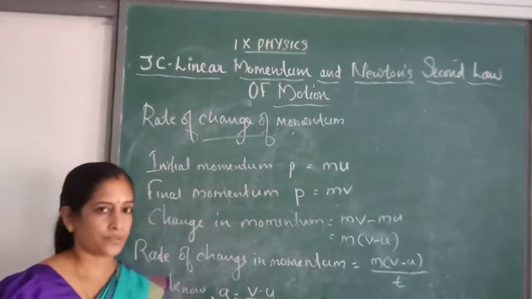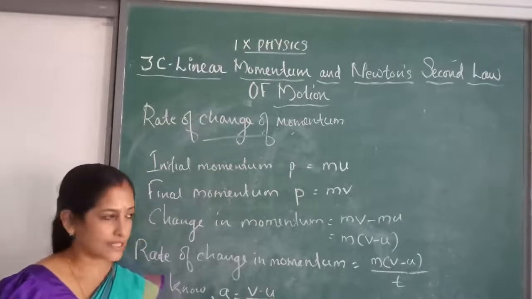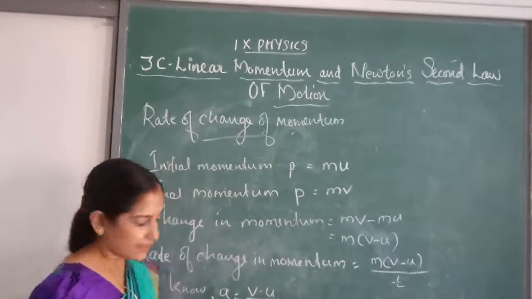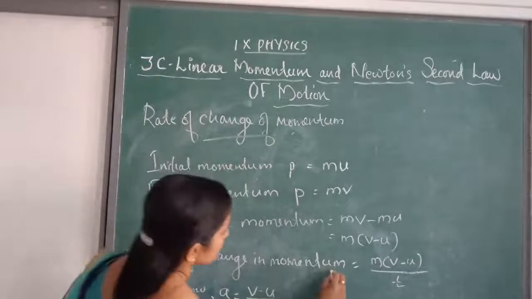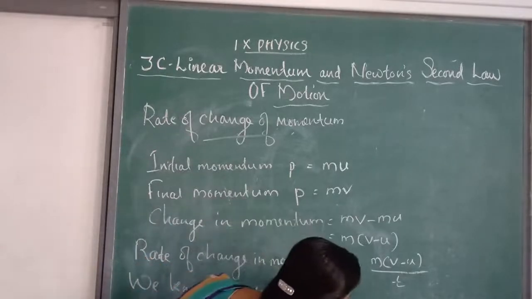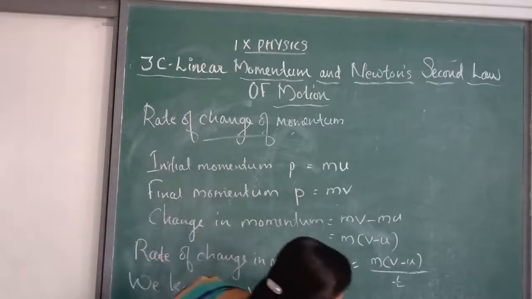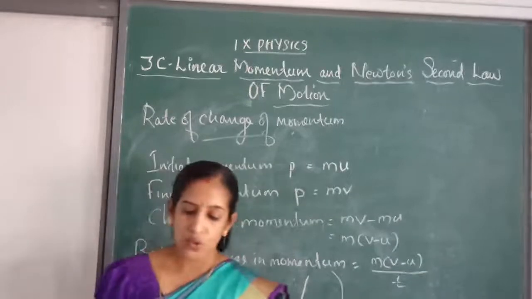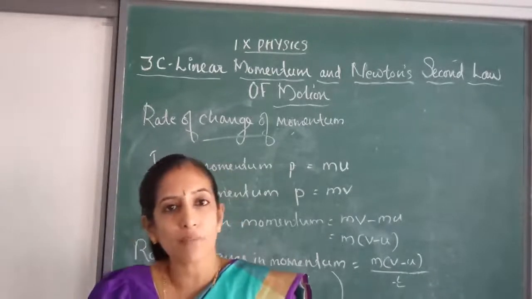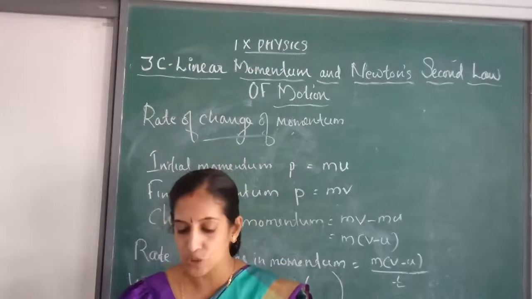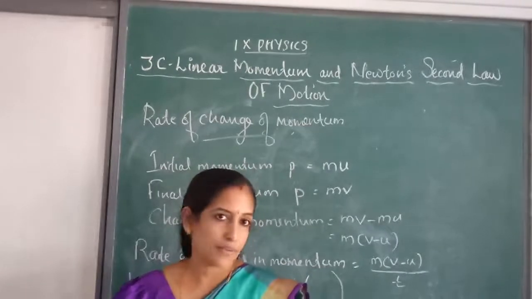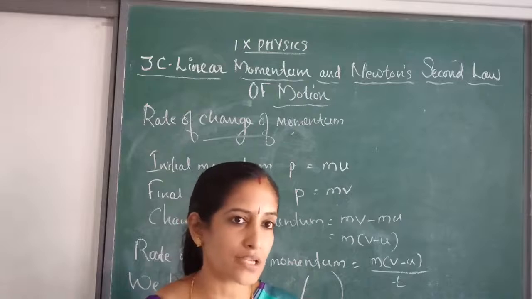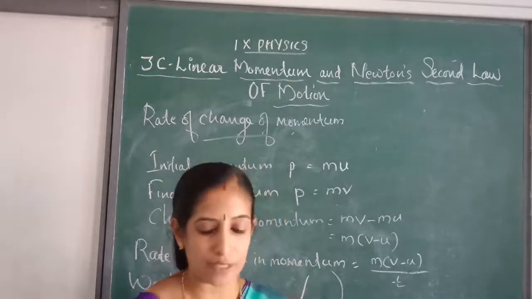Acceleration is equal to the rate of change of velocity. So here we are going to replace this part by using a. So we can write this as equal to m into a, that is mass into acceleration. So we are getting the rate of change of momentum of a body as mass into acceleration, where mass is remaining a constant and acceleration will be changing. So I hope you understood how we derive this rate of change of momentum.